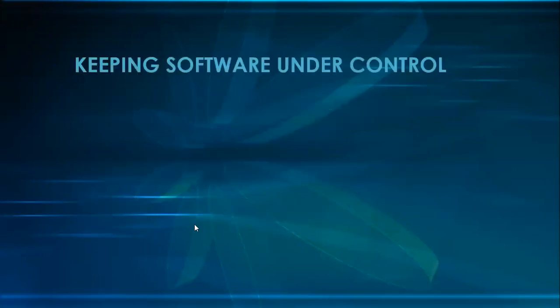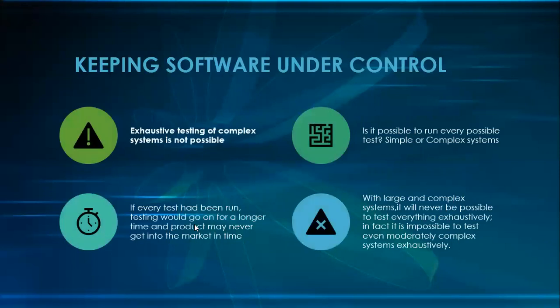So that takes us to keeping software under control. It takes us to these four key points. Exhaustive testing of a complex system is not possible. What do we mean by this?